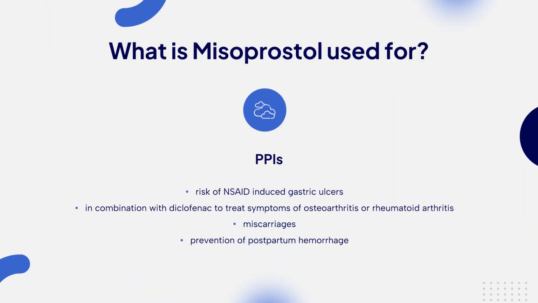What is misoprostol used for? Misoprostol is indicated as a tablet to reduce the risk of NSAID-induced gastric ulcers, but not duodenal ulcers, in high-risk patients. Misoprostol is also formulated in combination with diclofenac to treat symptoms of osteoarthritis or rheumatoid arthritis in patients with a high risk of developing gastric ulcers. Misoprostol is used off-label for the management of miscarriages, prevention of postpartum hemorrhage, and is also used alone or in combination with mifepristone in other countries for first trimester abortions.